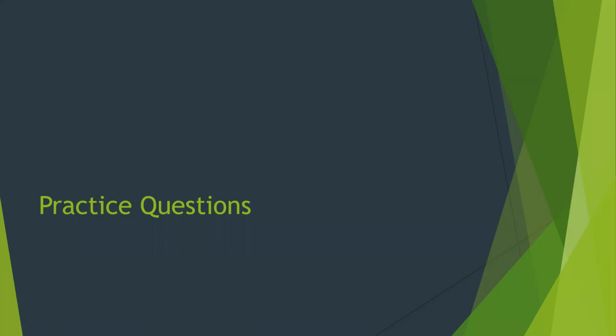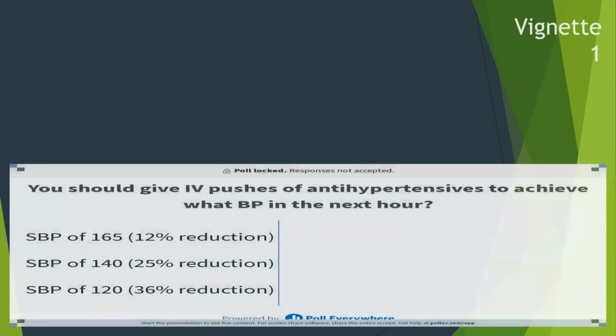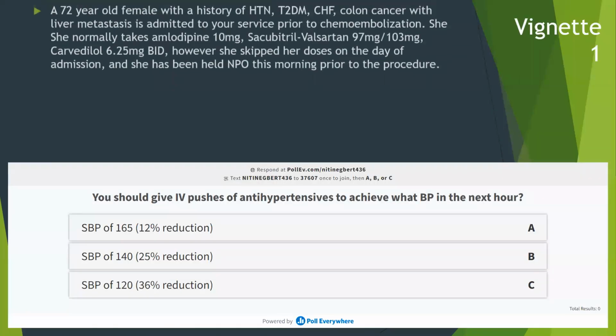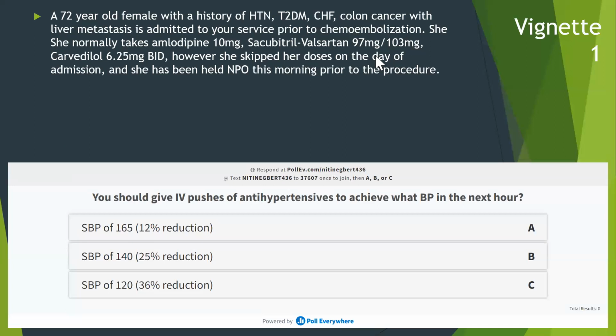Okay, so this is a vignette. In fact, all of these are vignettes. You have a 72-year-old female with a history of hypertension, type 2 diabetes mellitus, congestive heart failure, and colon cancer with liver mets, and she's admitted to your service prior to chemoembolization. She normally takes amlodipine 10 milligrams, sacubitril valsartan 97/103, and carvedilol 6.25 BID. However, the day of admission, she skipped both her doses of the medications, and she's been held NPO this morning prior to the procedure.